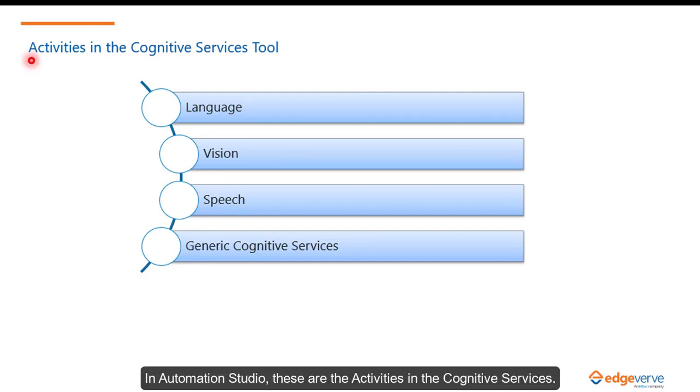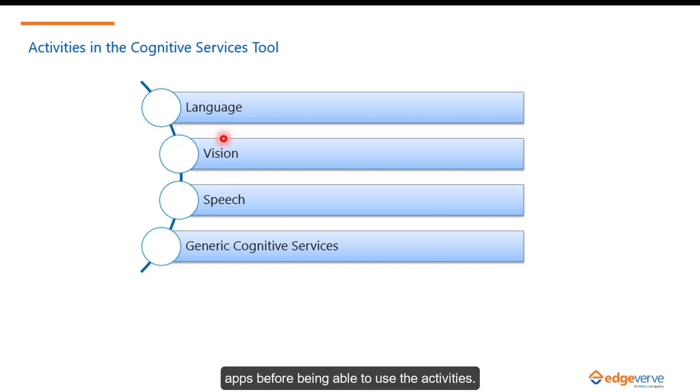In Automation Studio, these are the activities in the Cognitive Services tool. The Cognitive Services activity contains other sub-activities like language, vision, speech, and generic cognitive services. Since all these activities are used within the scope of cognitive intelligence applications, it is mandatory to create an application of type cognitive intelligence apps before being able to use these activities. Let us go in the Automation Studio and explore the cognitive services.